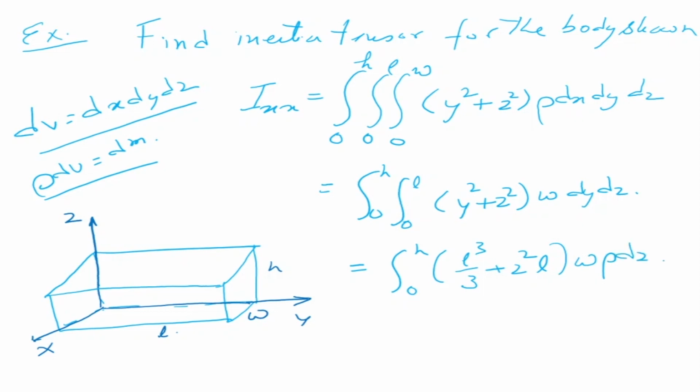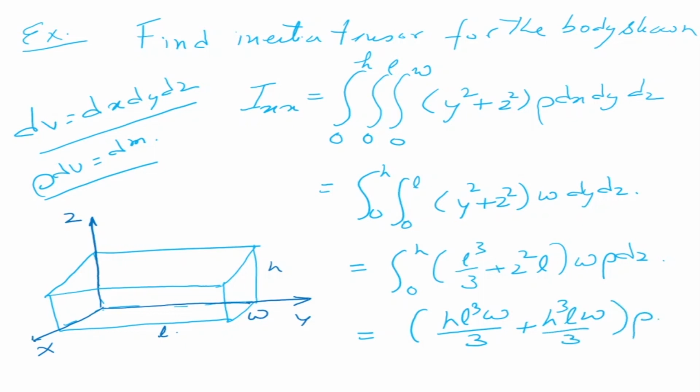So first we integrate with respect to x, then with respect to y, then with respect to z. Now what do we get? Integrating with respect to z, we get h L cubed w by 3 plus h cubed L w by 3, into rho.